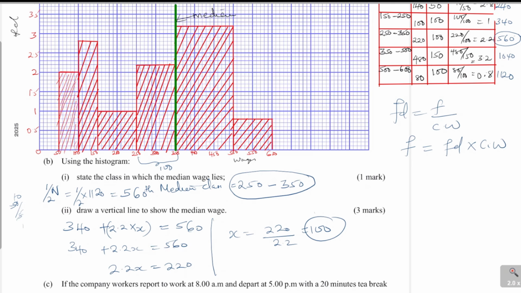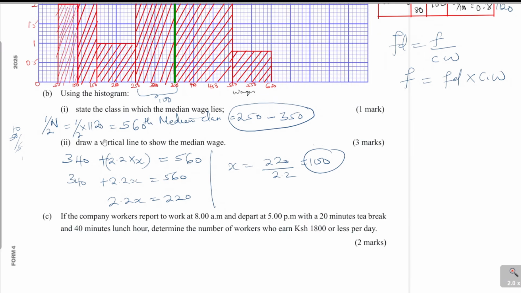Now, after doing that, we can go to the next question, part C. If the company workers report to work at 8 a.m. and depart at 5 p.m. with a 20 minutes tea break and 40 minutes lunch hour, determine the number of workers who earn 1,800 or less per day. So we need to get the number of workers who earn 1,800 or less per day.